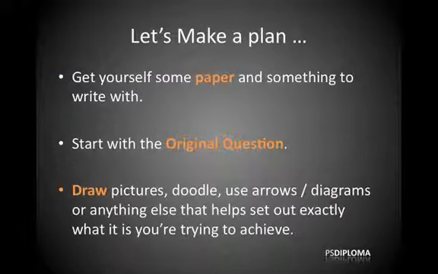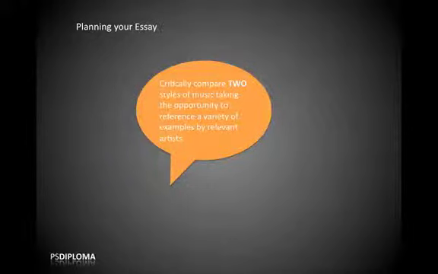So let's begin with making a plan. Get yourself some paper and something to write with. Start with the original question and then draw pictures, doodle, use arrows, diagrams or anything else that helps you set out exactly what it is you're trying to achieve. So we are critically comparing two styles of music, taking the opportunity to reference a variety of examples by relevant artists. Let's look at how we're going to put this essay together.